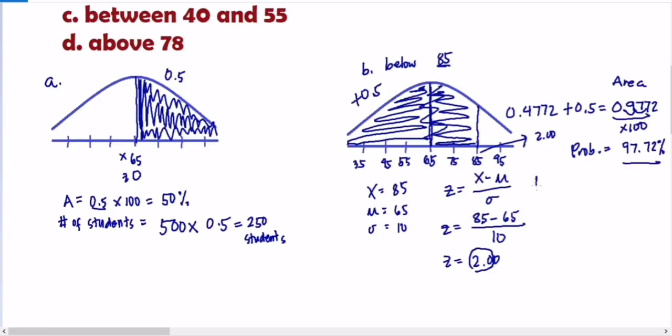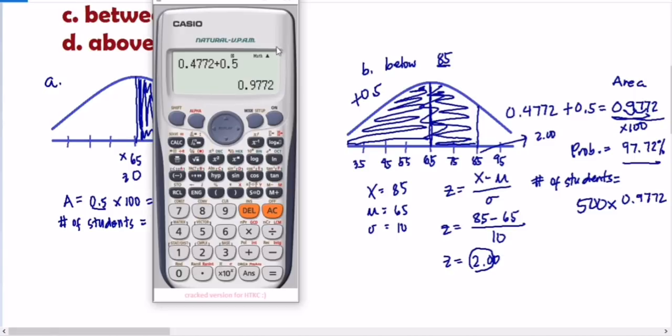Ngayon, what about the number of students? Ilan yung number of students na nakakuha ng below 85? So, number of students, may formula tayo dyan. Yung total natin, total number of students, which is 500, yan yung total ng lahat na nag-exam. So, 500 times mo lang yung area natin, 0.9772. Multiply natin para malaman natin ilan yung estudyante na nakuha ng below 85. So, 0.9772 times 500 lang. That is equal to 488.6. Since number of students ang tinutukoy, we have to make it a whole number.